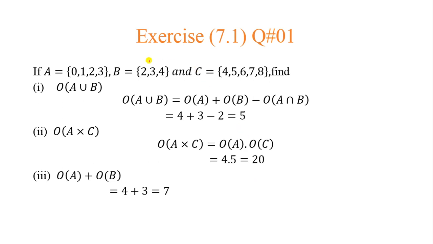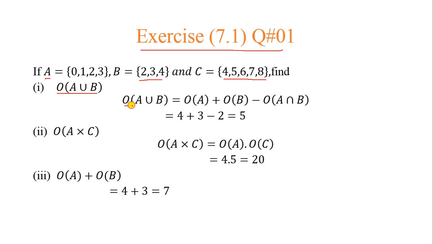Now come to exercise 7.1. We have question number 1. If A is equal to 0, 1, 2, 3 and set B contains 2, 3, 4, and there are 5 elements in set C, which are 4, 5, 6, 7, 8, we have to find how many elements will be there in the union of A and B.